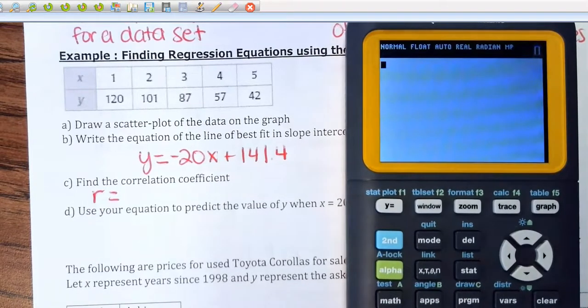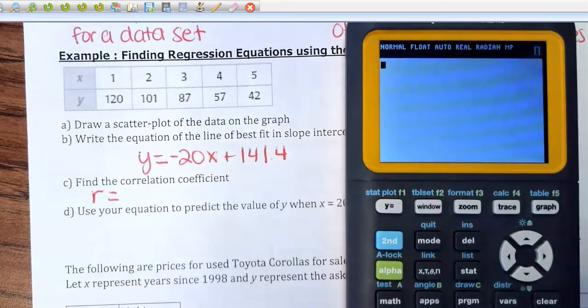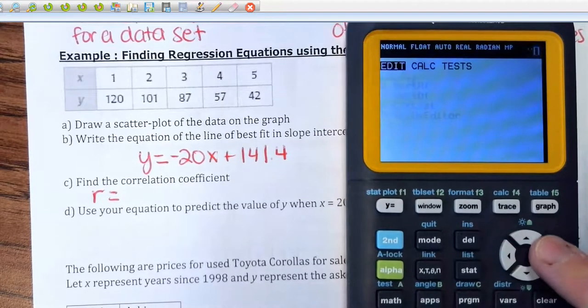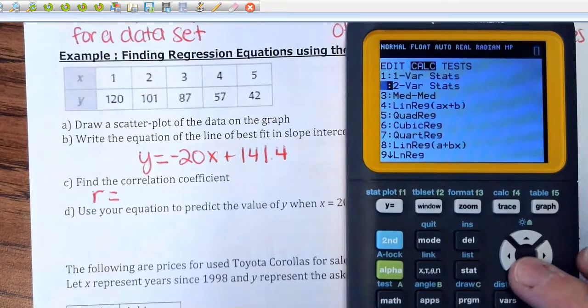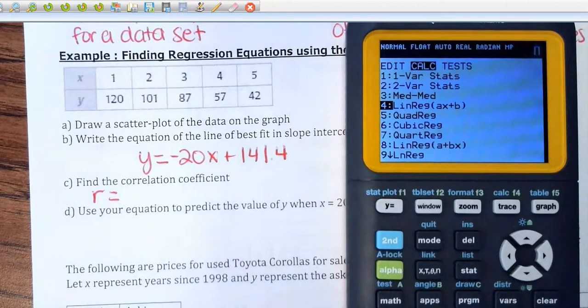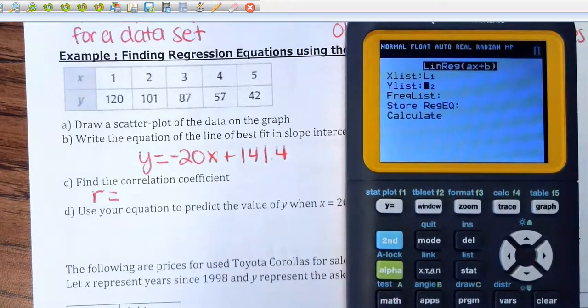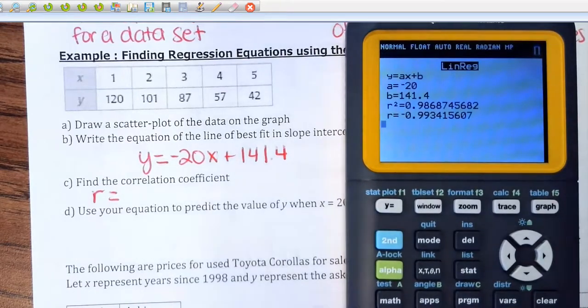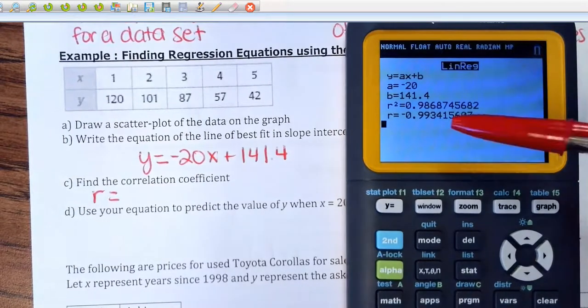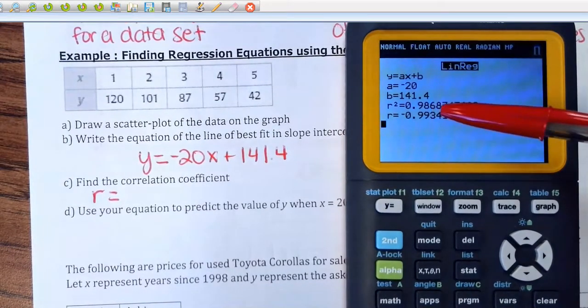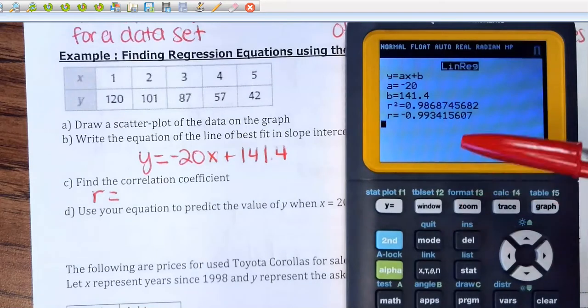Now I'm going to walk you through how we did the regression one more time. We did stat, calc, and then down here number 4 for the linear regression. And just keep hitting enter till it shows up. And you guys will see now, maybe some of you before had this, maybe some of you didn't. The correlation coefficient is going to display on the screen. What we're interested in is just the R.